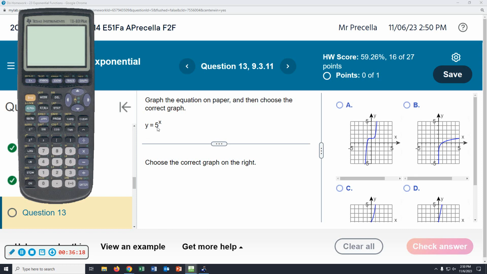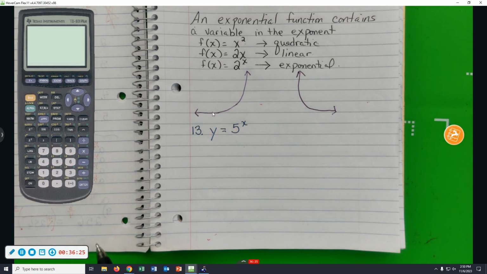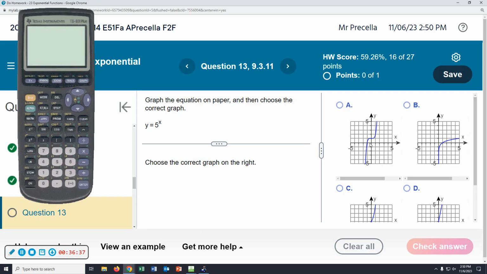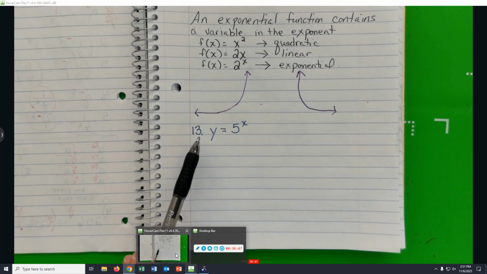Y equals 5 to the x. It's an exponential function. Remember, we said that you expect it to be one of two shapes, either flat and rising, or very steep and falling. So with the multiple choice format, we can tell it's not A. That looks like a cubic. Does B look like the shape we have? One of those two shapes?